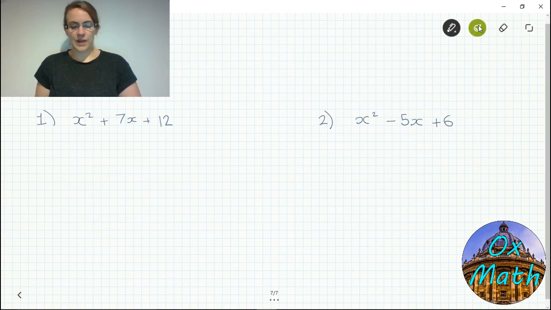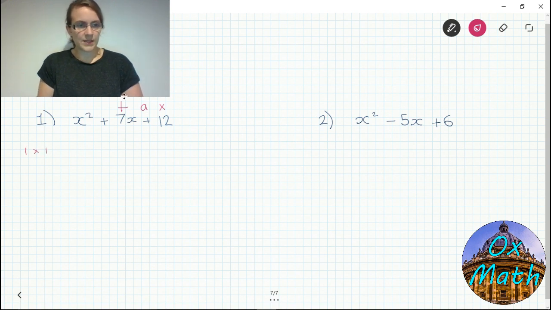So test yourself and check that you can factorise quadratics when you have a single x squared. Pause the video and I'll give you the answers in a second. So for number 1, if we write text above it, that reminds us that we need to add to get 7 and times to give 12.